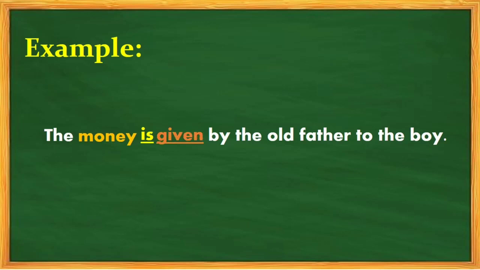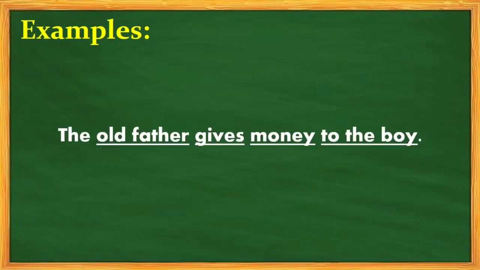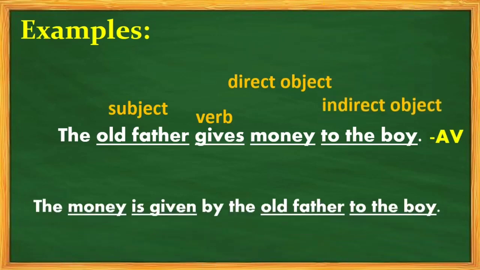Now class, for you to avoid confusion, I will present you back our two sentences and teach you also on how to transform the active voice into passive voice. Our first sentence, the old father gives money to the boy, is in the active voice, while our second sentence, the money is given by the old father to the boy, is in the passive voice.